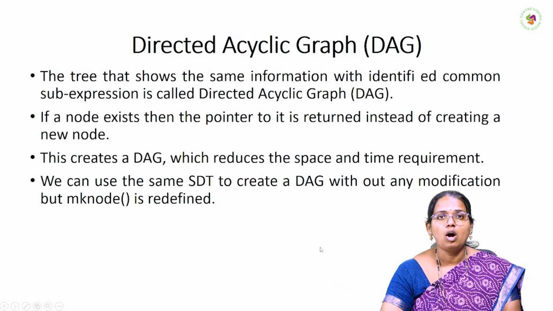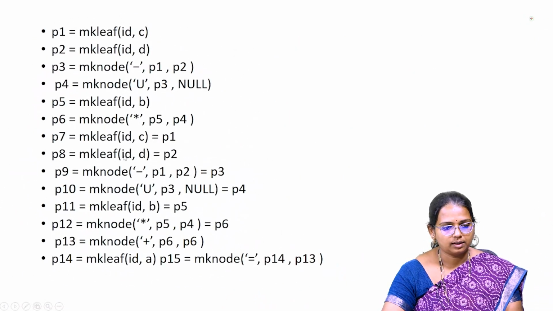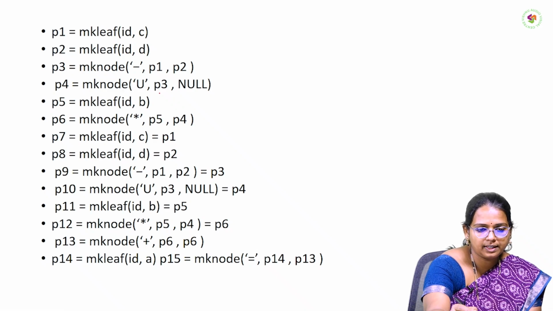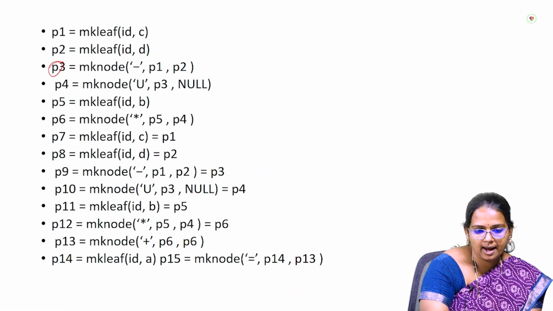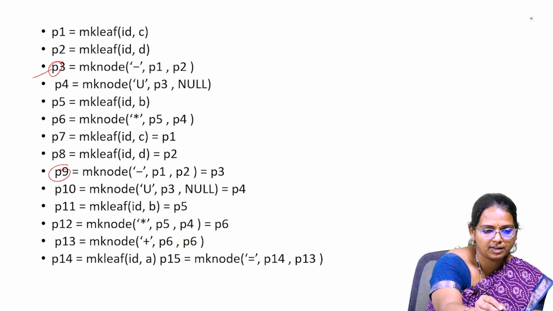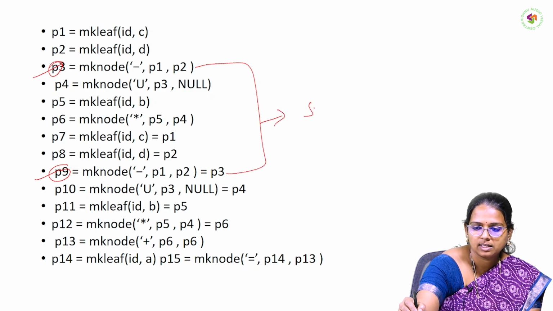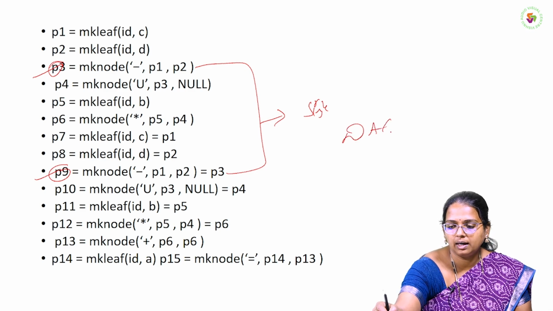So this is also one of the representations of intermediate code. Here, what is the common sub-expression? Every time we are calculating this P3, C minus D, and P9 also C minus D. So instead of taking these 2 expressions, for these 2 pointers we'll take a single pointer. This shows the common sub-expression is possible in that.